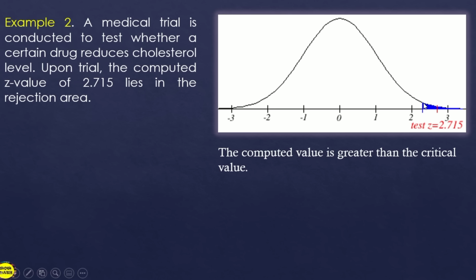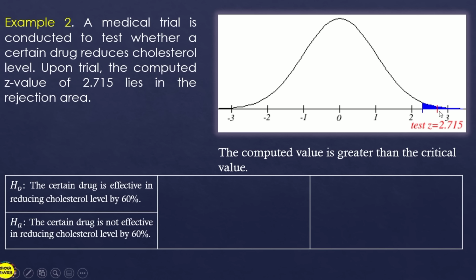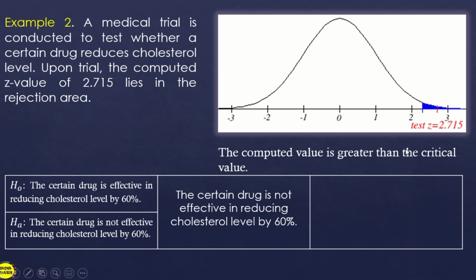So, ito yung critical value natin. Okay? Ito yung computed Z value natin. Makikita nyo na nasa loob siya ng rejection region. Ibig sabihin class, yung computed value natin ay mas mataas sa critical value. So, anong ibig sabihin niyan? The certain drug is not effective in reducing cholesterol level by 60%.